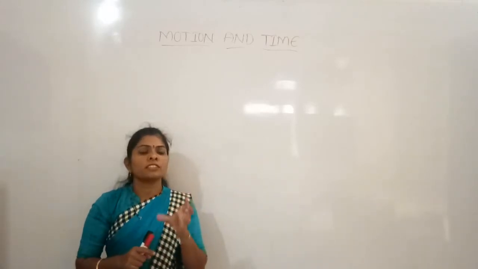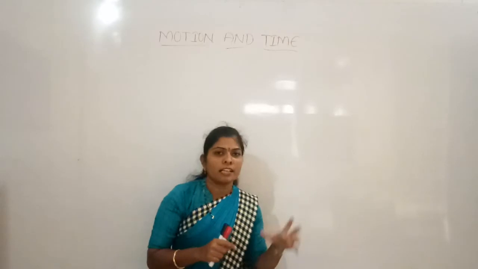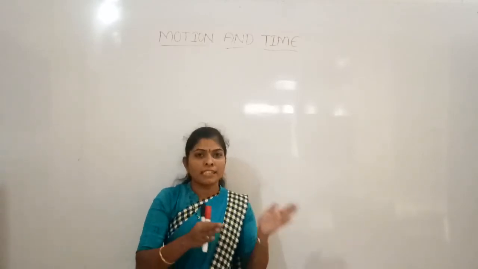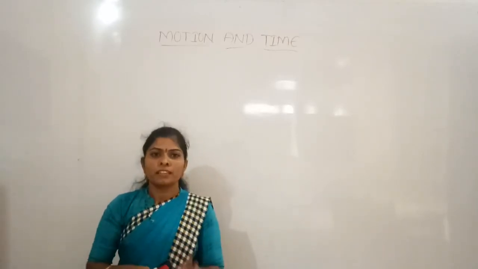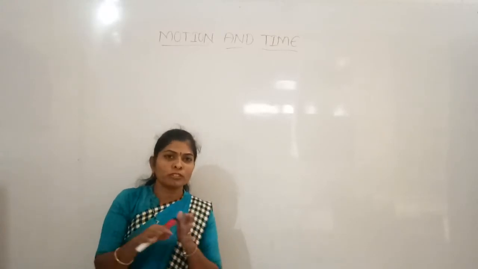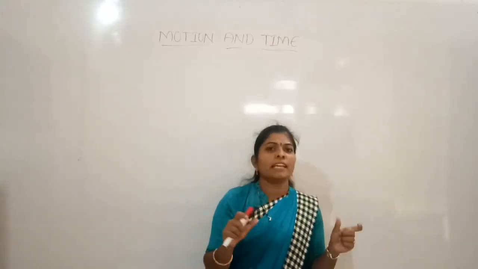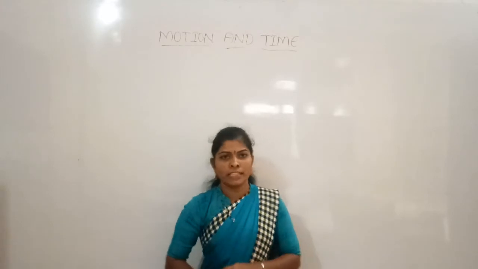So the complete distance that the vehicle has covered, the device that measures and calculates it, that is the odometer, and both these devices will be there on the dashboard of the vehicle.